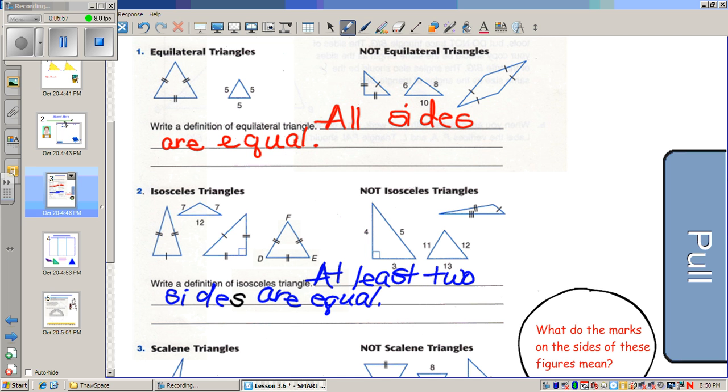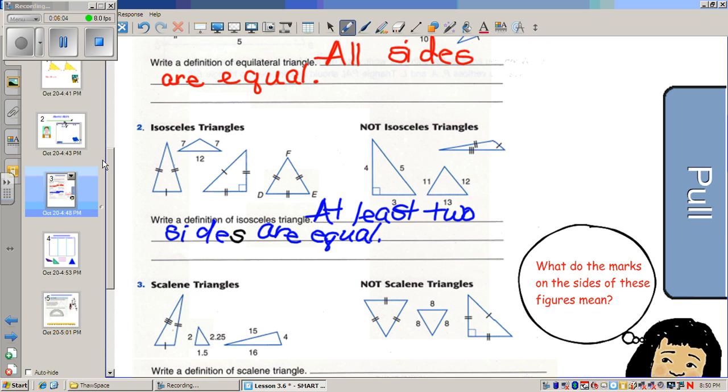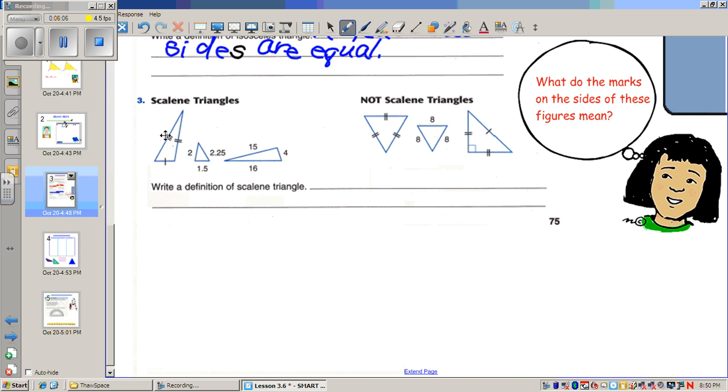So there we go. And our last triangle then is called the scalene triangle. And hopefully this word may sound familiar. But if I look, I see 3, 2, 1, 2, 1.5, 2.25, 15, 16, 4. And then if I look over here, I see 2, 2, 2, 8, 8, 8, 2, 2, 1. So in a scalene triangle, hopefully you, by looking at it, know now that in a scalene triangle, no sides are equal. So no sides are equal.